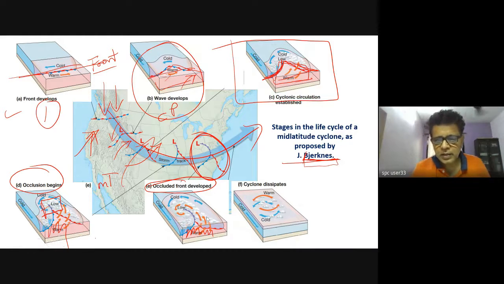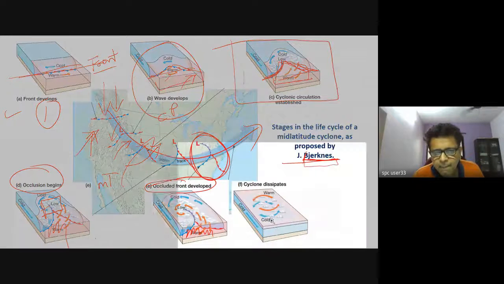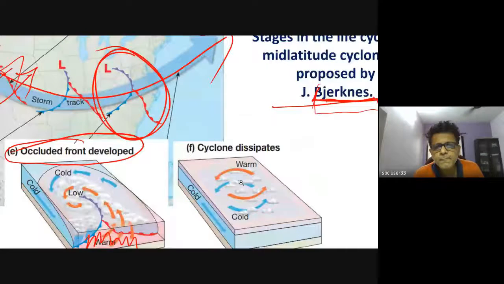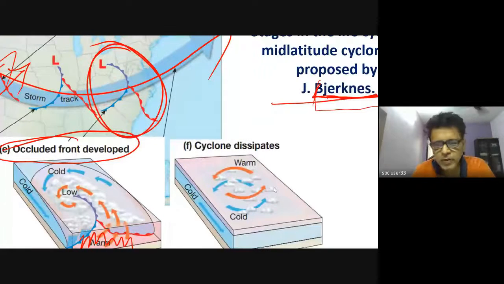you will see that the cyclone is going to dissipate. It's going to dissipate. What does dissipation mean? Okay, and the difference between these two. Okay, this arrow is actually supposed to be here.